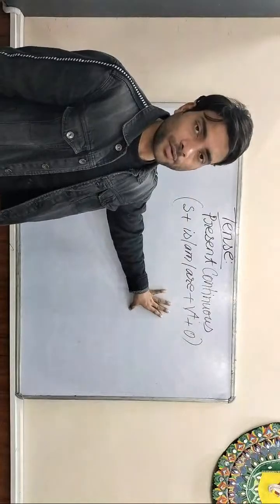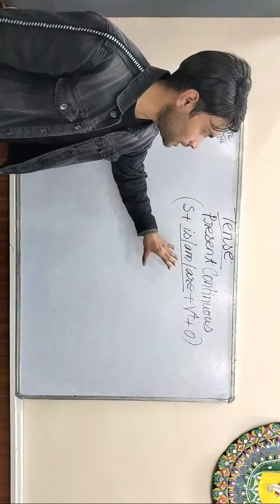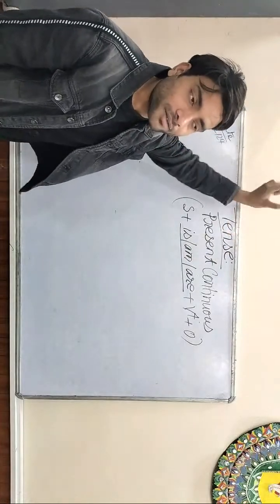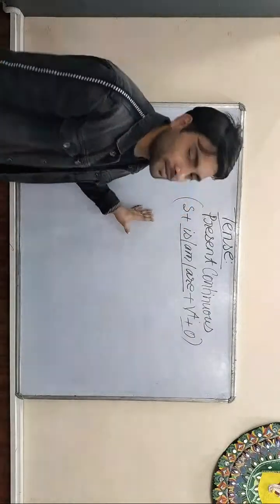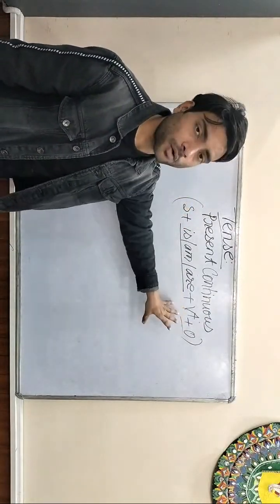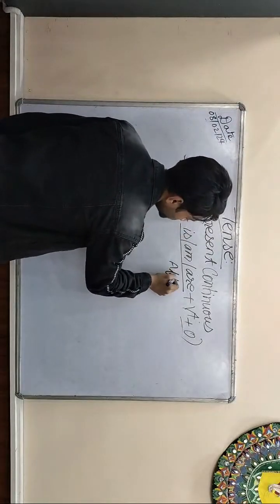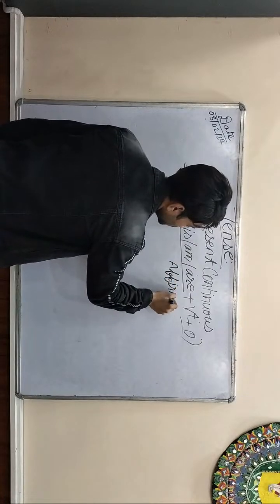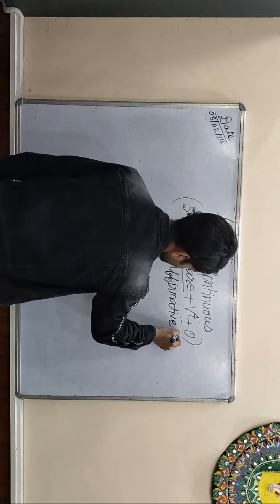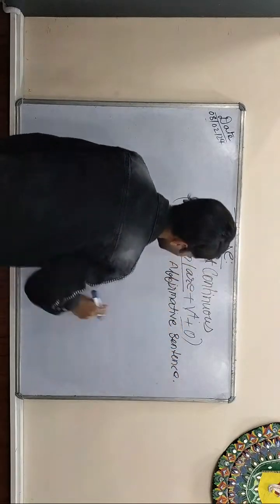Is, am, are here are helping verbs, they are auxiliary verbs. This kind of sentences are called affirmative sentences.